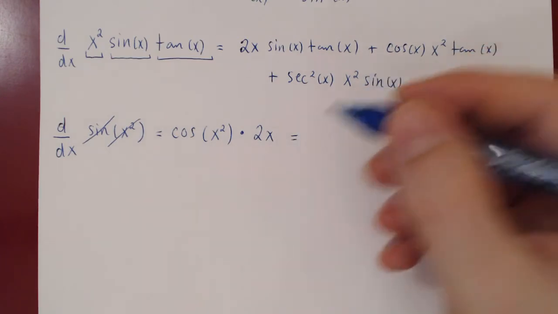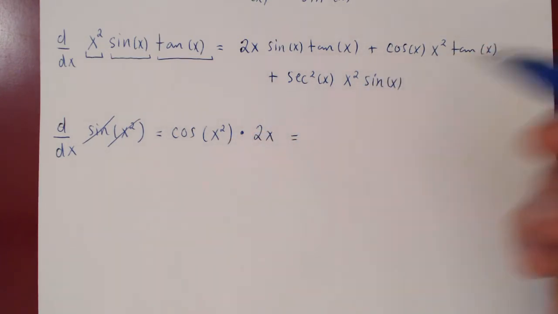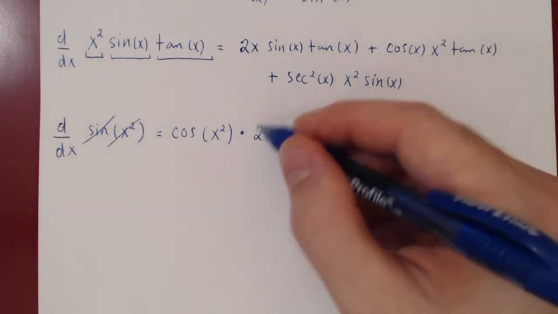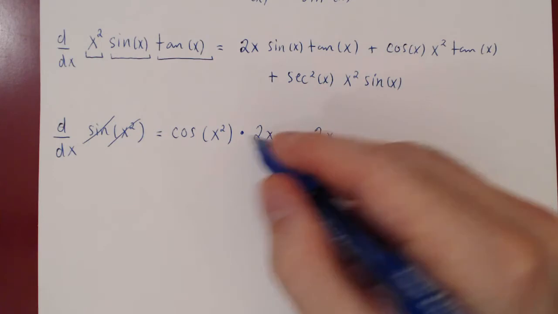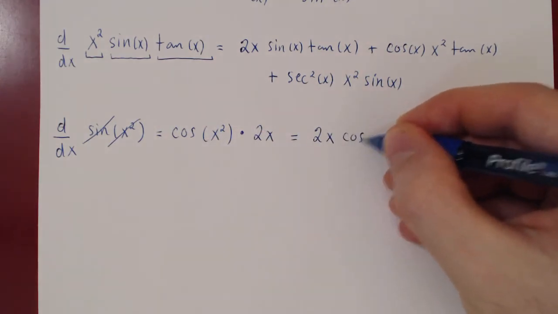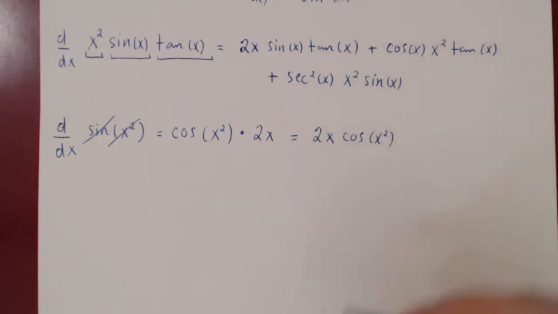And because usually, when we have a product of several terms, we write the simplest terms first, and then later the more complicated one. So 2x cos of x squared.